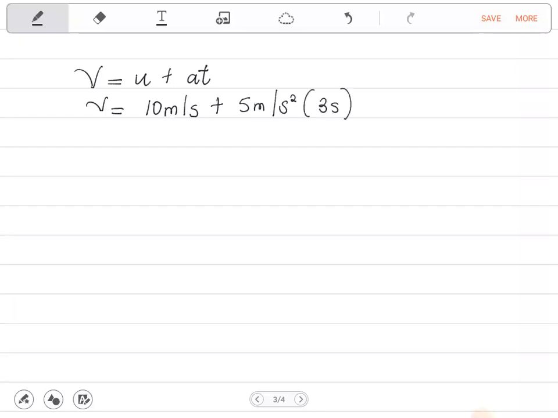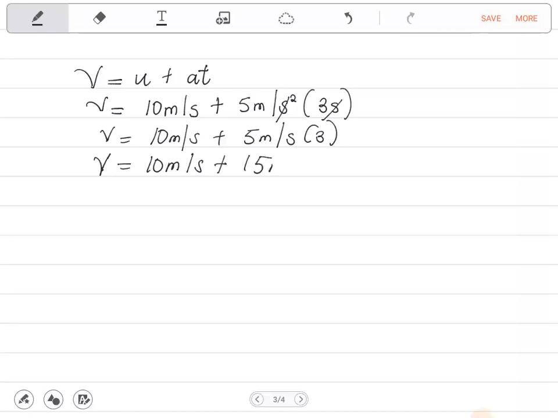Now you can see that this second and one of the seconds here, they cancel. So you remain with V is 10 meters per second plus 5 meters per second multiplied by 3. That's how come velocity also has meters per second, because this is what happens, they cancel like that. So V is 10 meters per second plus we get 15 meters per second. Then you just add them, you get 25 meters per second. These are like terms, you can just add them and keep the variable. So this is how we can use this equation of motion to answer questions.